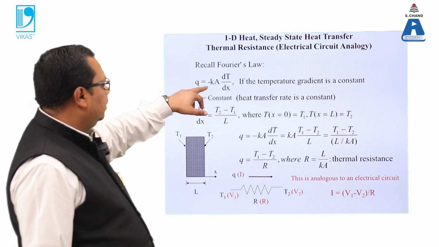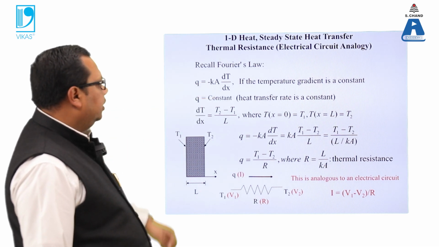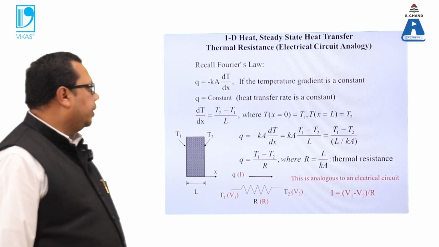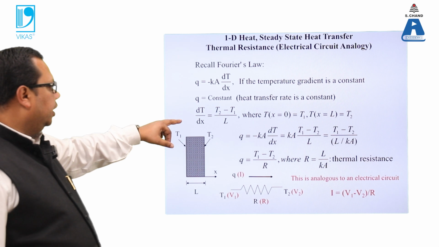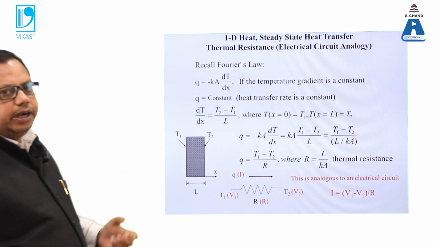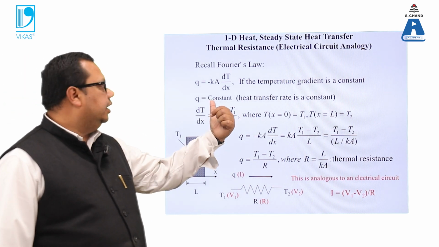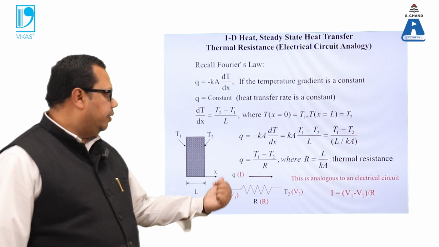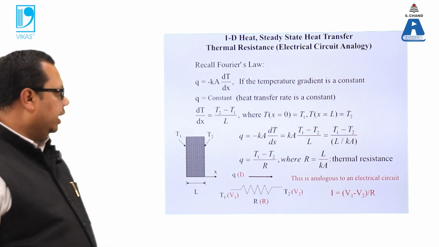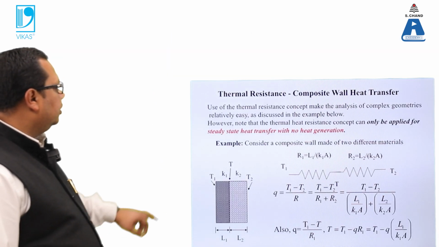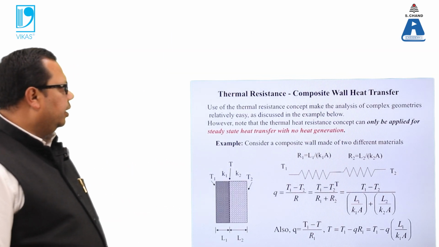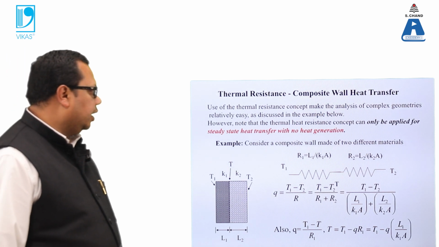Q is equal to minus K dT by dx. Okay, this is a temperature gradient where we are taking Q as a constant, and then we are calculating dT by dx. dT by dx is basically, as we can see, the change in the temperature. And when we calculate the change in the temperature, then we get the particular value for the circuit. Then we have the thermal resistance, or the wall heat transfer.